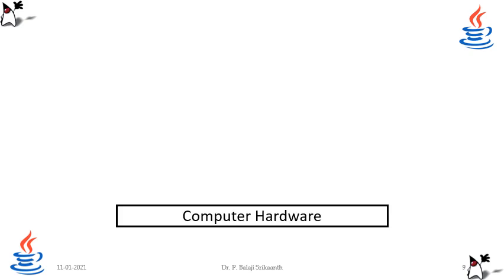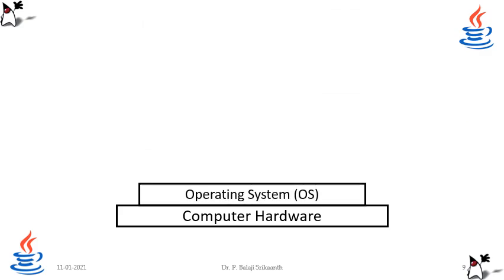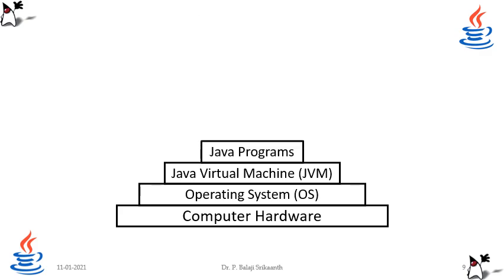Now, let us see how Java programs are architecture neutral or portable. This is the computer hardware. On top of the computer hardware sits the operating system. On top of the operating system sits the Java virtual machine. The Java programs work on top of the Java virtual machine. Therefore, this Java virtual machine takes care of the translation or the accessing of the underlying hardware as well as the operating system in a secured manner.